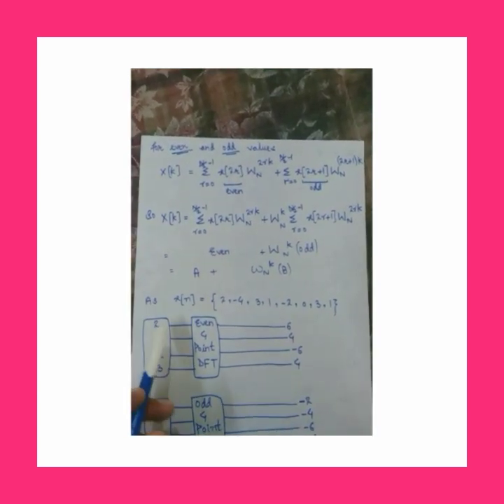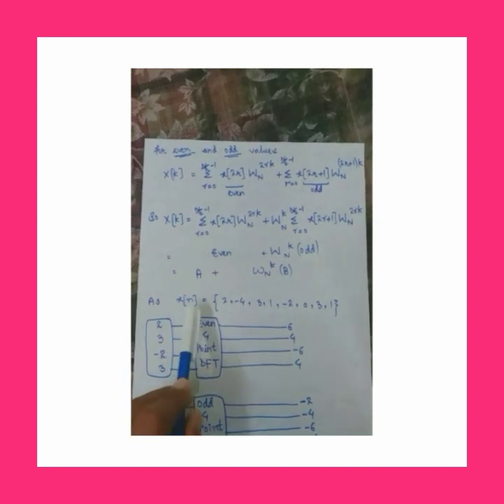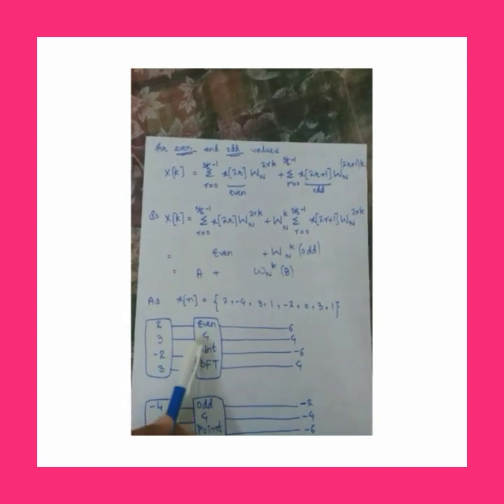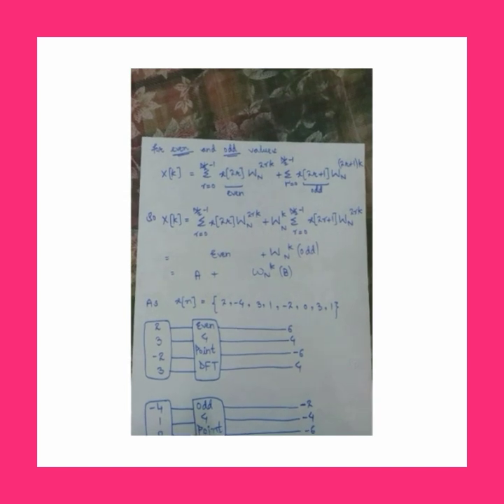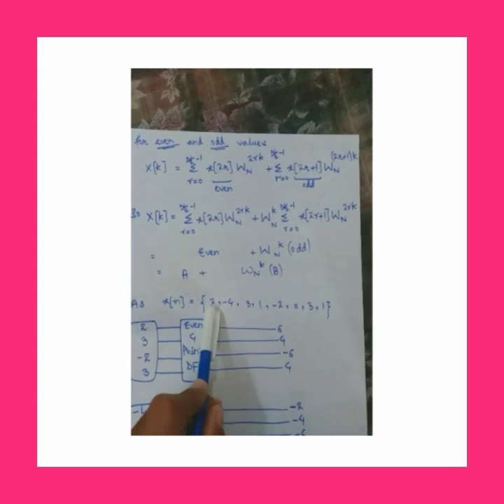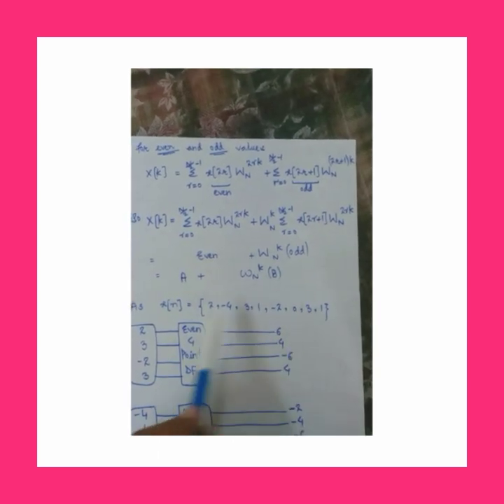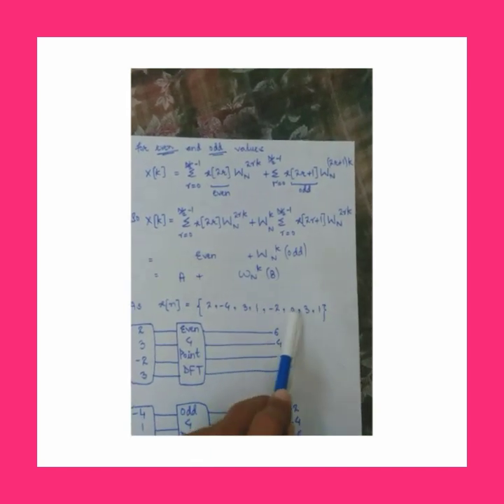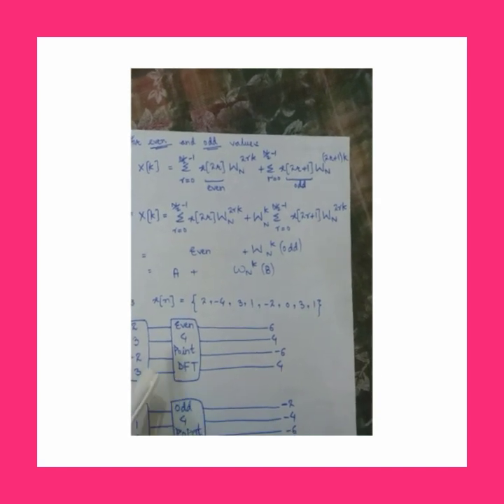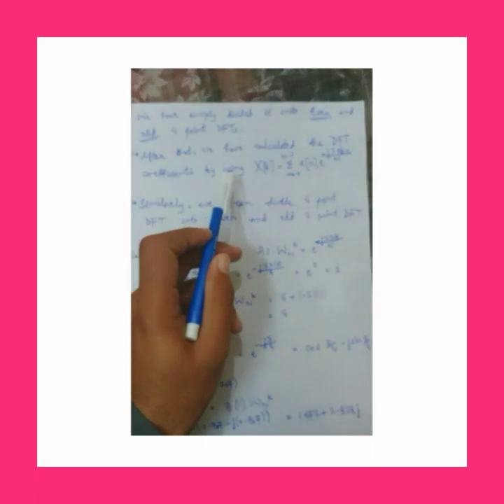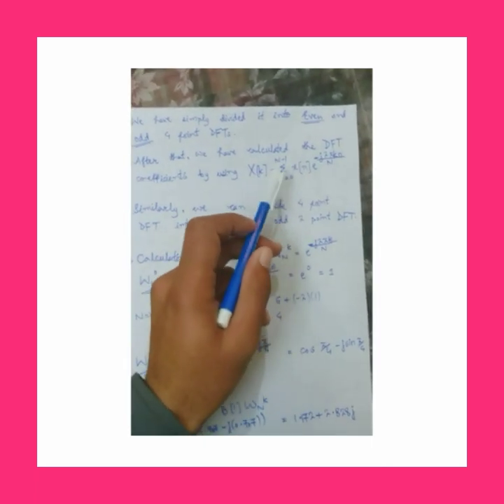As the given sequence x[n] is this one, we have split this given sequence into the even 4-point DFT and the odd 4-point DFT. For the even 4-point DFT, we have used the even values, that is 0, 2, 4 and 6. And for the odd 4-point DFT, we have used 1, 3, 5 and 7. We have simply split these into two parts, even 4-point DFT and odd 4-point DFT. After that, we have simply calculated the DFT coefficients by using its characteristic formula that we have discussed again and again.